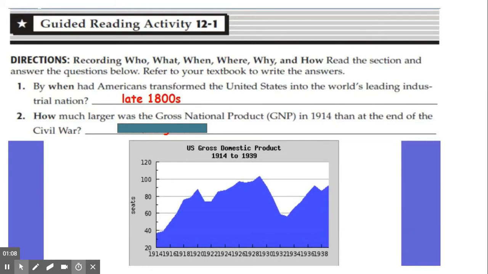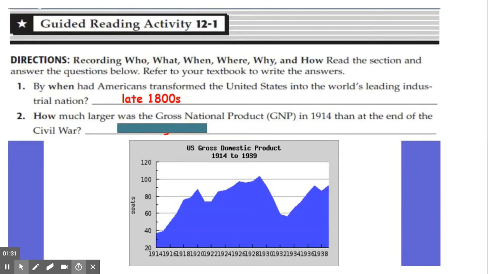And that was by the late 1800s. Really, before this period of time, it was England that was the dominant industrialized nation. But after the war, the United States becomes a world power when it comes to industry and business. And as a result of that, our economy booms.